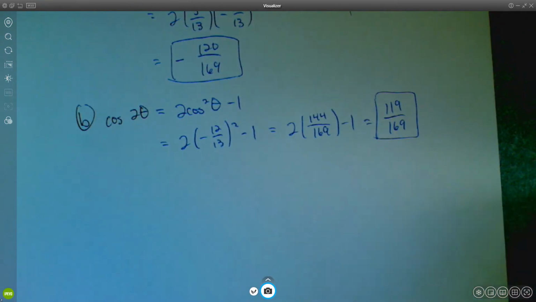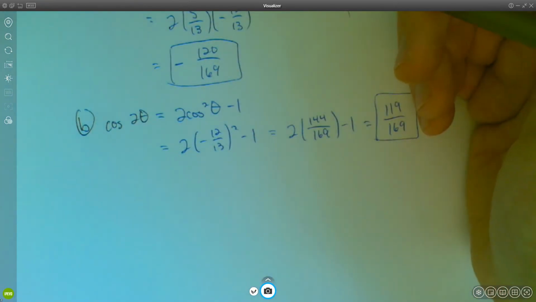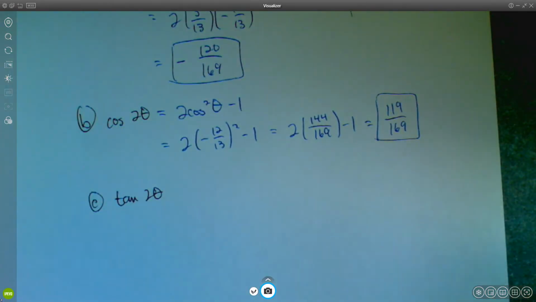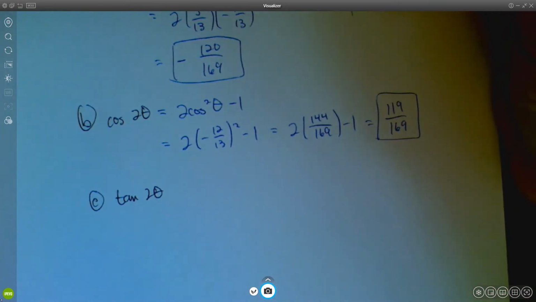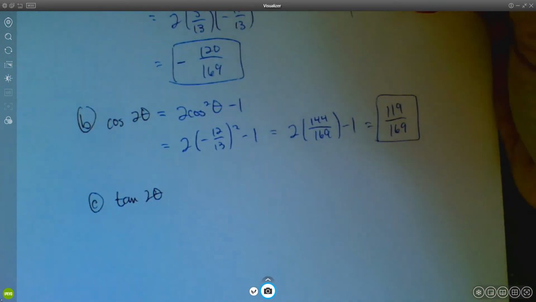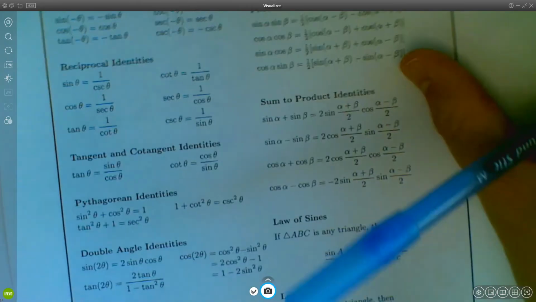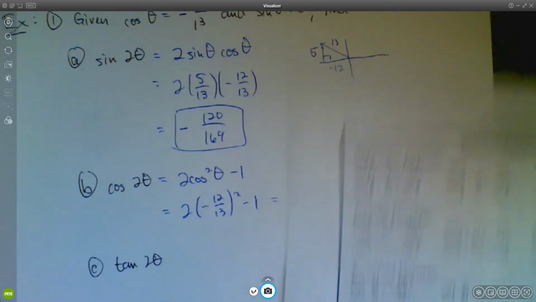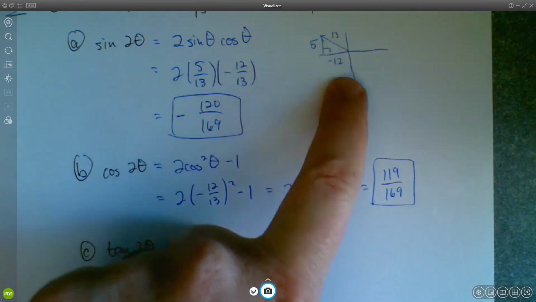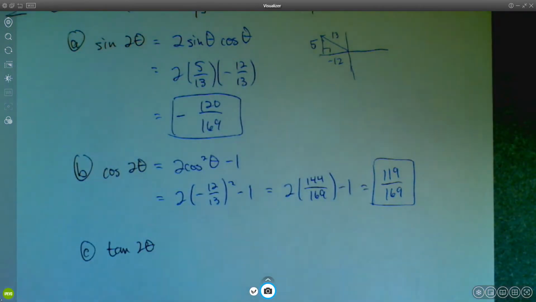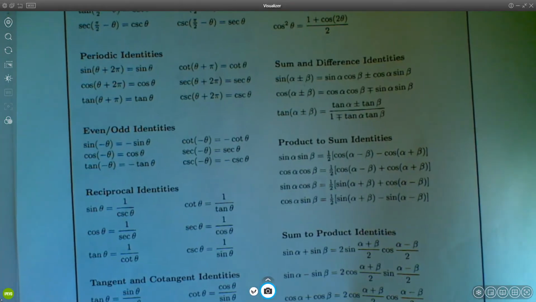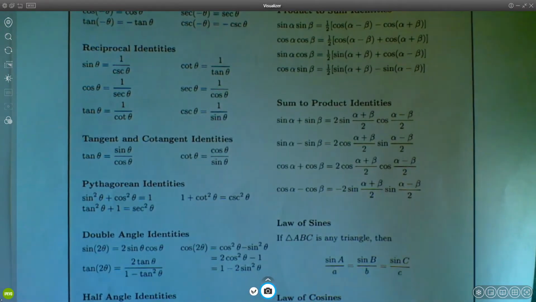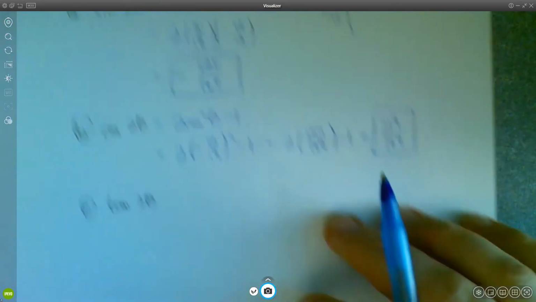Okay, and then we can do tangent 2 theta. Well, that's kind of silly, right? You already know sine 2 theta and cosine 2 theta. Tangent 2 theta is not too difficult from there. If you wanted to use this double angle identity, you could do that though, right? You've already solved the right triangle, so you know that tangent is negative 5/12. So then you can just say tangent 2 theta is going to be 2 times negative 5/12 over 1 minus negative 5/12 squared, right? So you could use that, but I'm just going to use the easier identity, right?